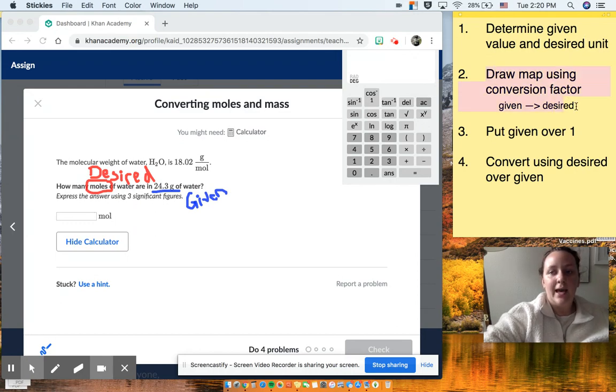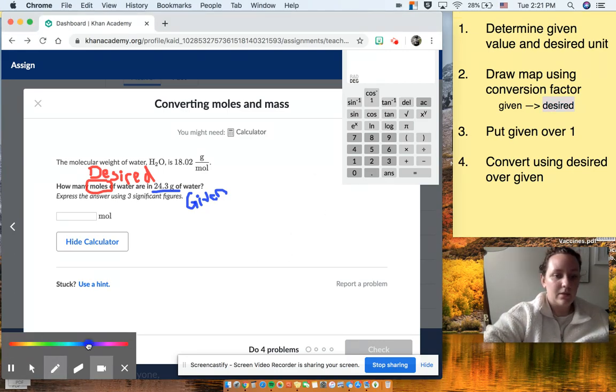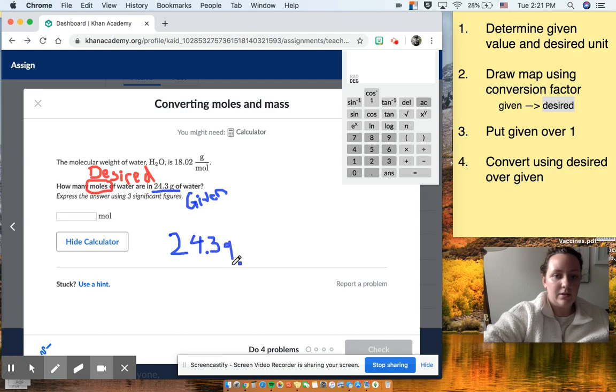Step 2, drawing out that map. And this is where we figure out what's the conversion factor that we're going to end up using. How am I going to get from my given to my desired? What's the unit that links those two things together? Okay, so given we know is 24.3 grams, and our desired that we want to end with is moles.